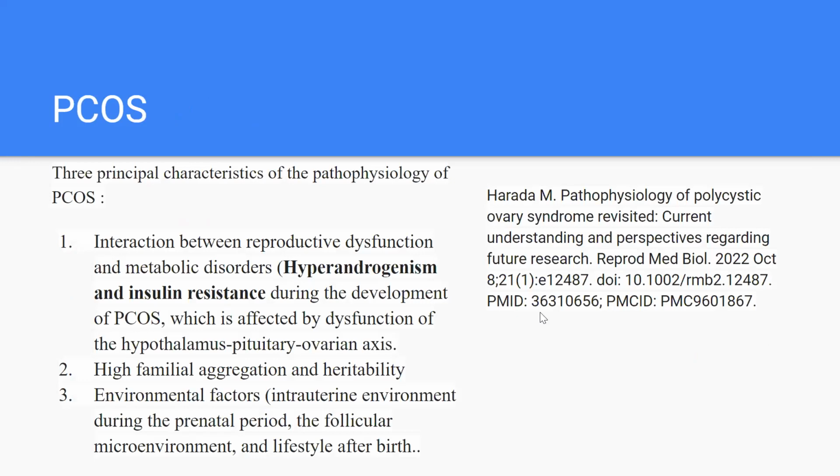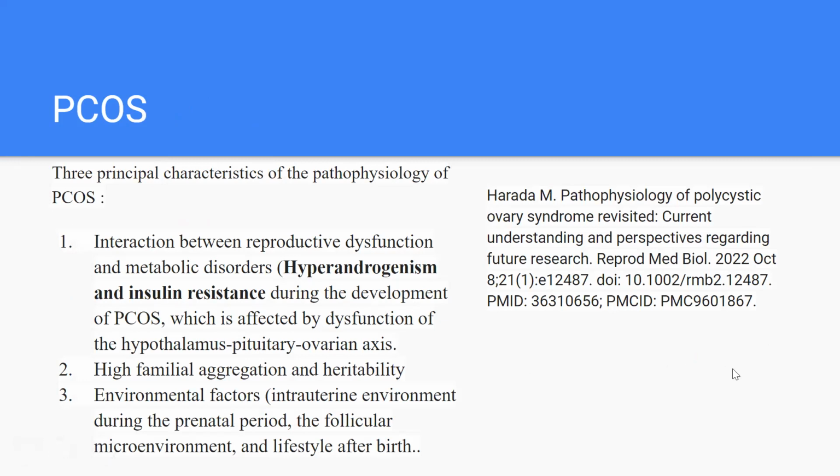PCOS is very common in the clinic and also on exams. The 3 characteristic features are listed here. You have to memorize this and understand this very carefully. There is hyperandrogenism and insulin resistance. Think androgen hormones, okay? And this causes insulin resistance in patients.